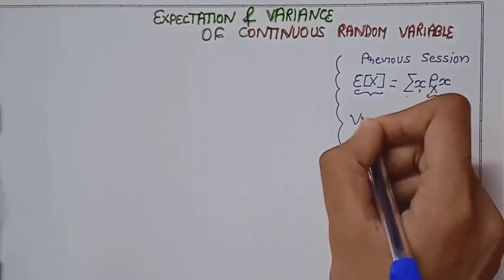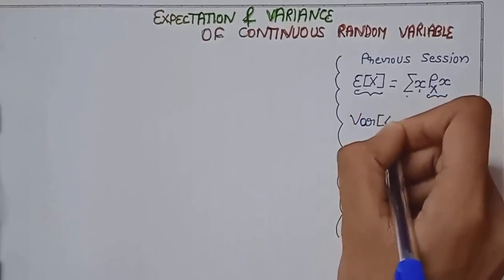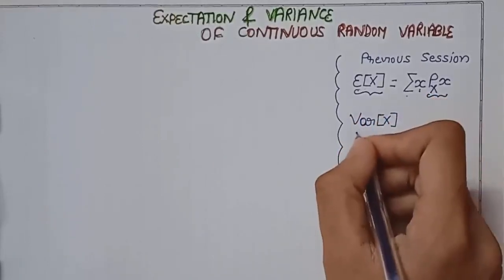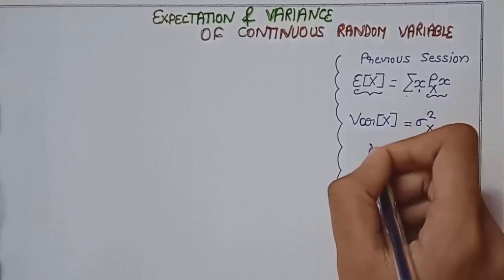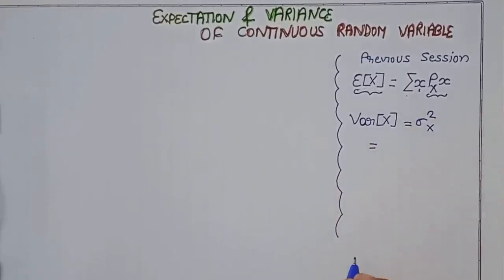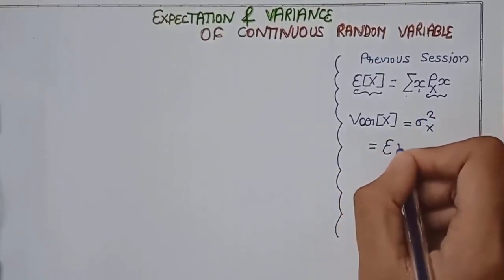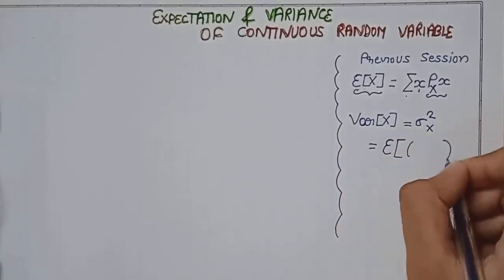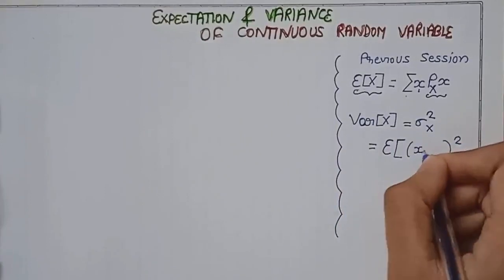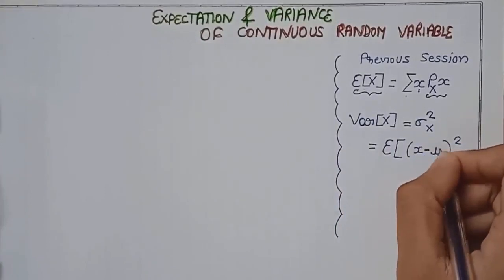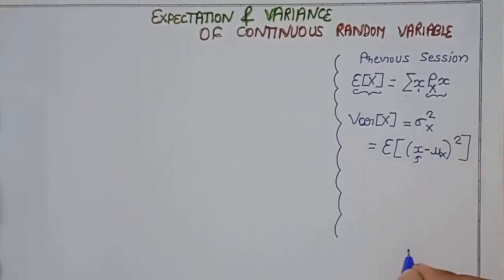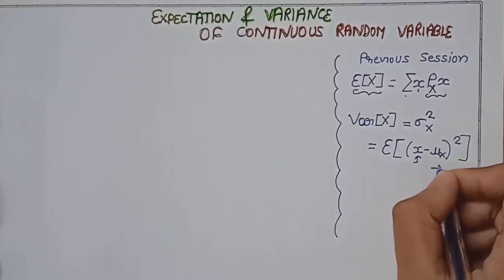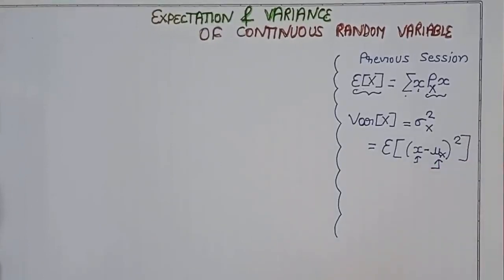And we have also seen that for the discrete random variable, variance of that random variable is denoted by this symbol, and it can also be denoted by this symbol, and the formula to calculate the variance for the discrete random variable was equal to expectation of whole square of x minus nu x, where this x is the values that the random variable capital X can take, and this nu x is the expectation of that random variable.